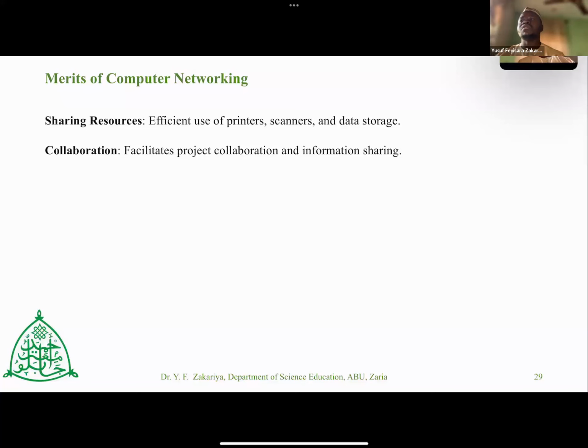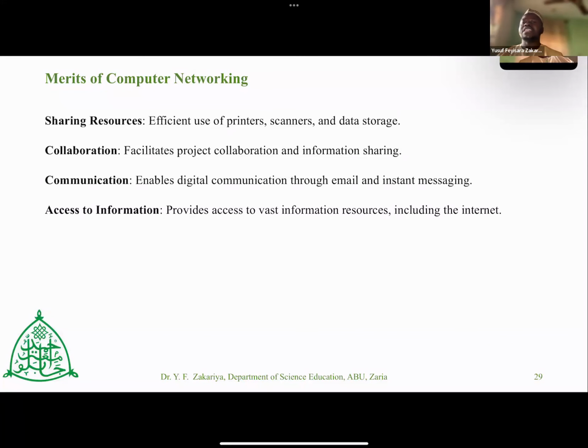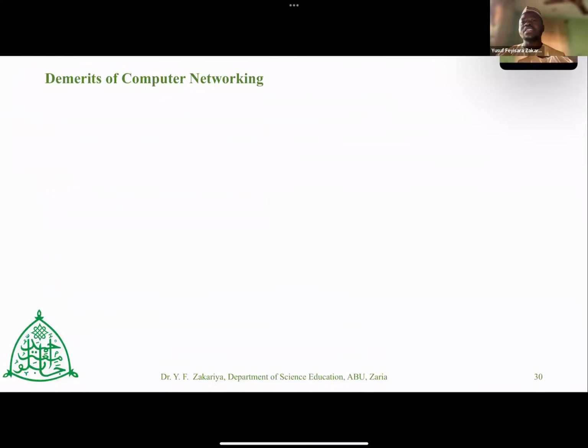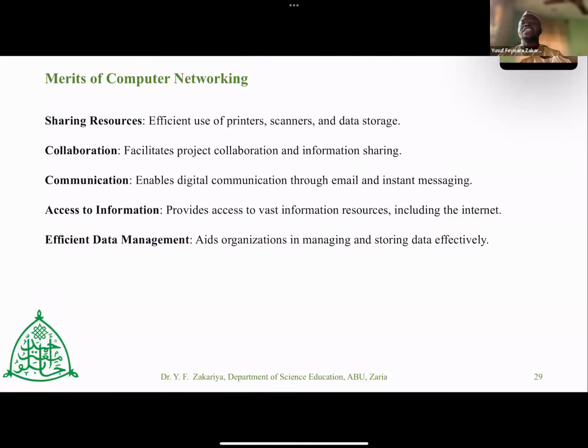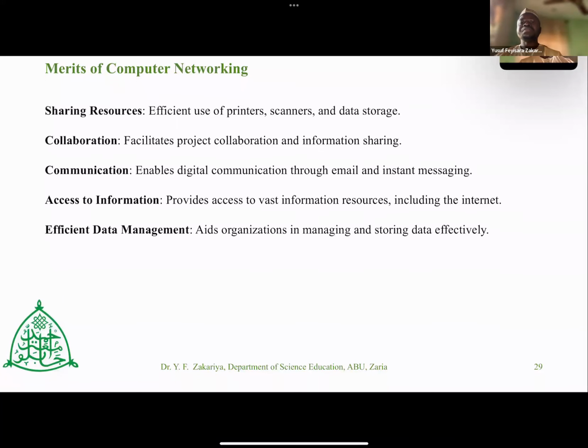Like for instance, it's good for file sharing of resources, it's good for collaboration, it's good for communication, and it gives access to a wide amount of information. It is efficient in data management. So all these are the merits that we have whenever we connect computers together. Efficient use facilitates project collaboration and information sharing and so on.